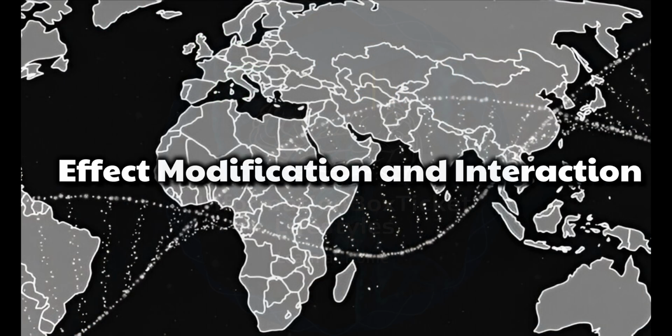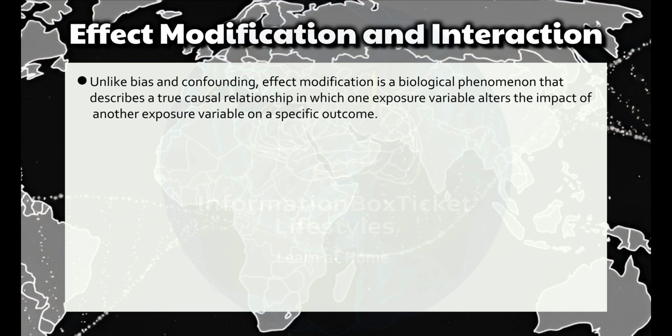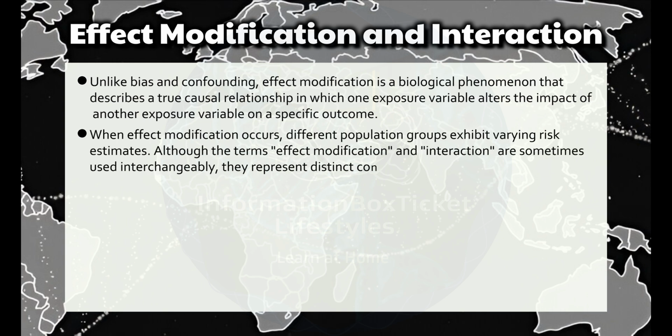Effect modification and interaction. Unlike bias and confounding, effect modification is a biological phenomenon that describes a true causal relationship in which one exposure variable alters the impact of another exposure variable on a specific outcome. When effect modification occurs, different population groups exhibit varying risk estimates. Although the terms effect modification and interaction are sometimes used interchangeably, they represent distinct concepts.